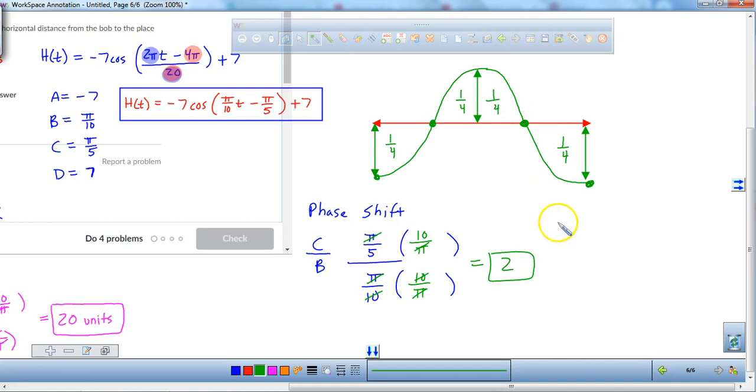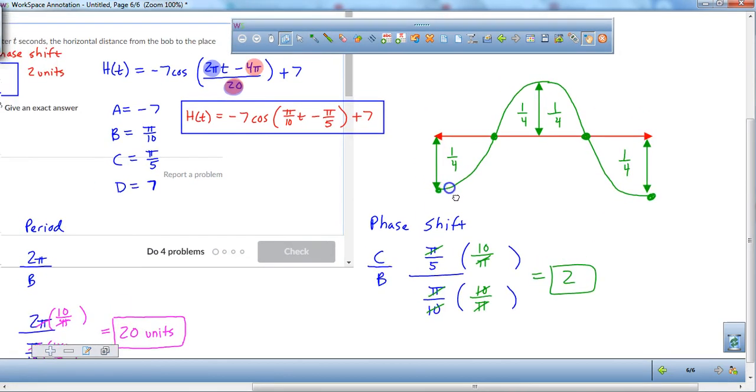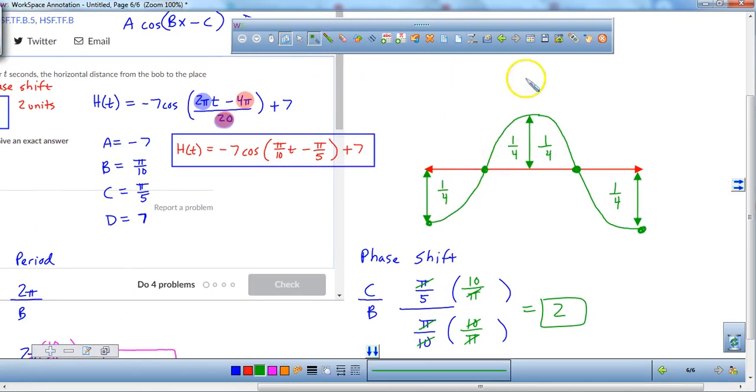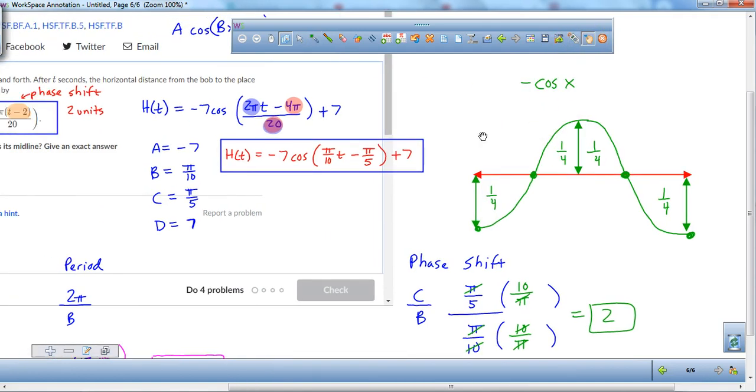Now the trick to this problem, without having to do a whole ton of work, is to understand that a negative cosine of x graph is going to look like this, no matter what the amplitude is. So even though the a value is -7, which means the amplitude is 7, it's still going to look like this.